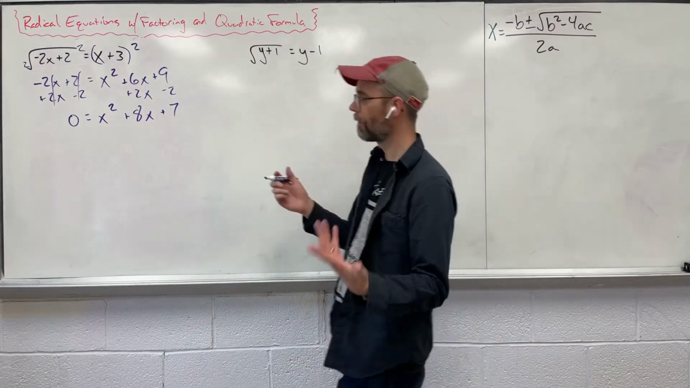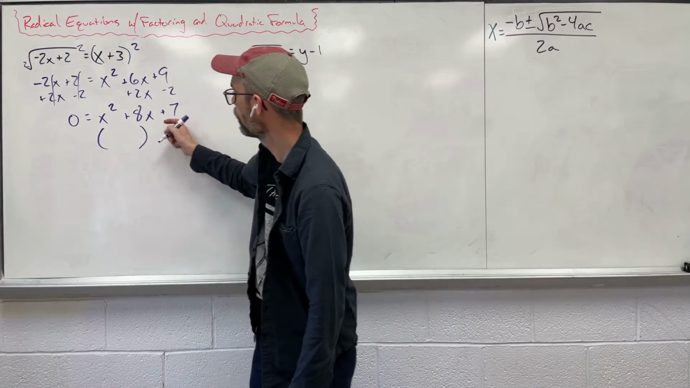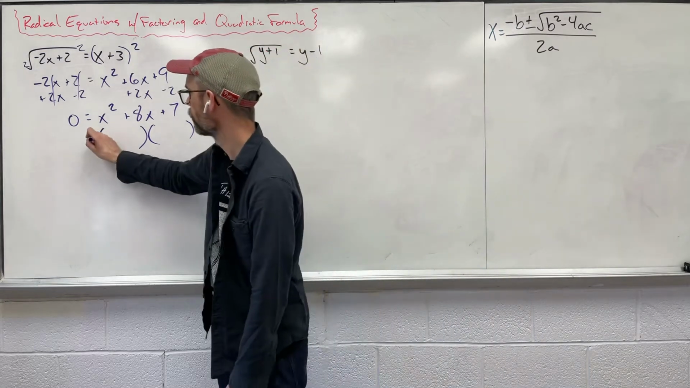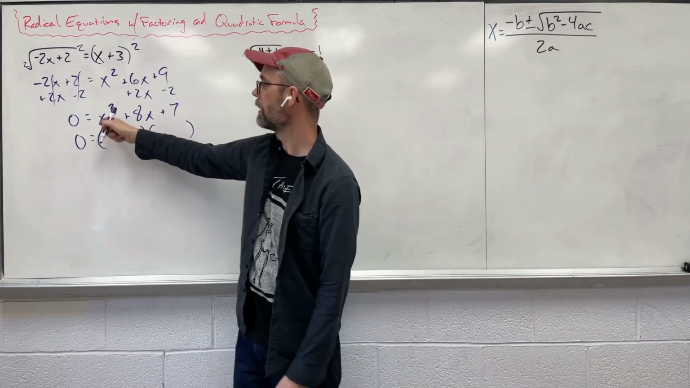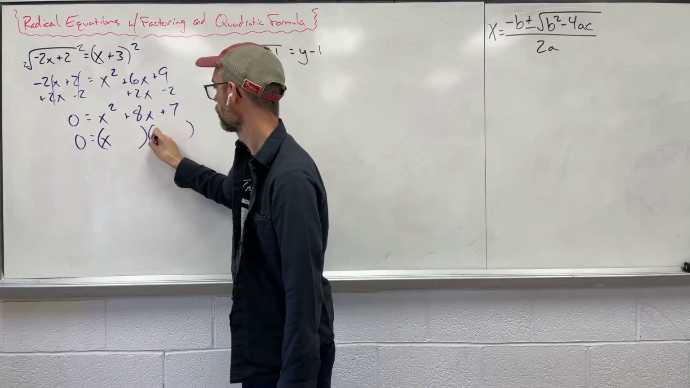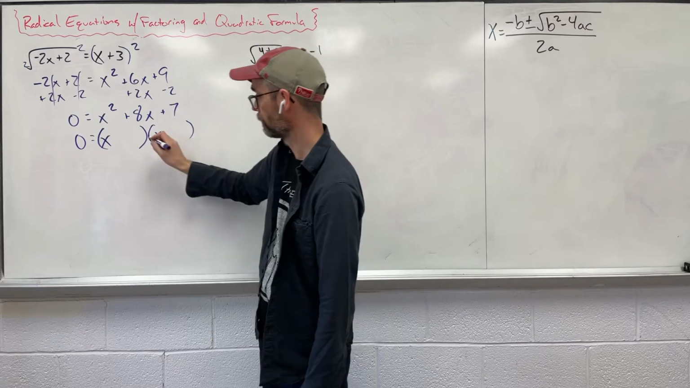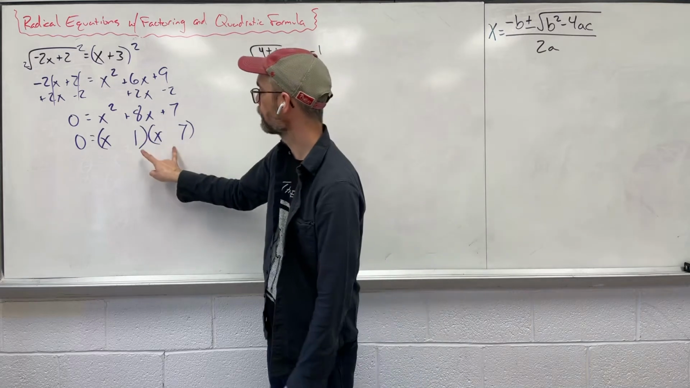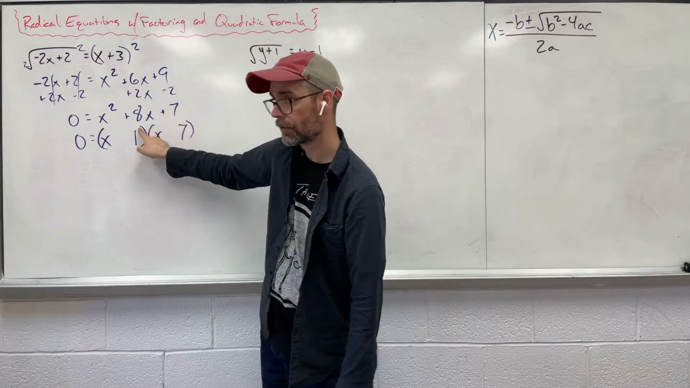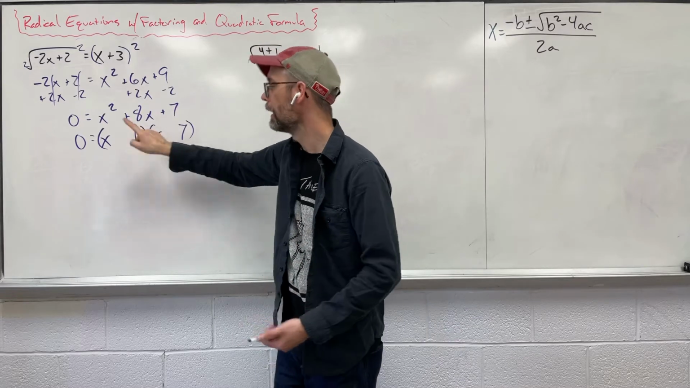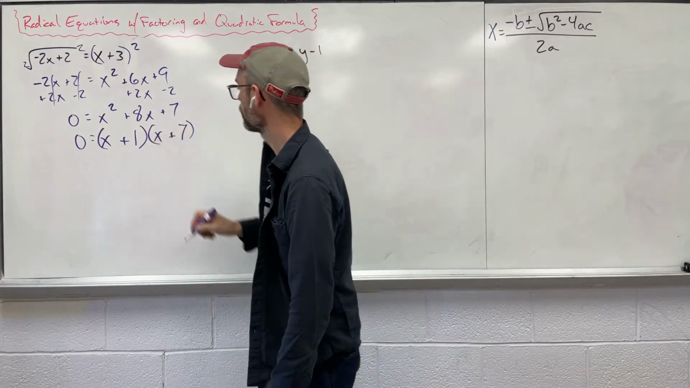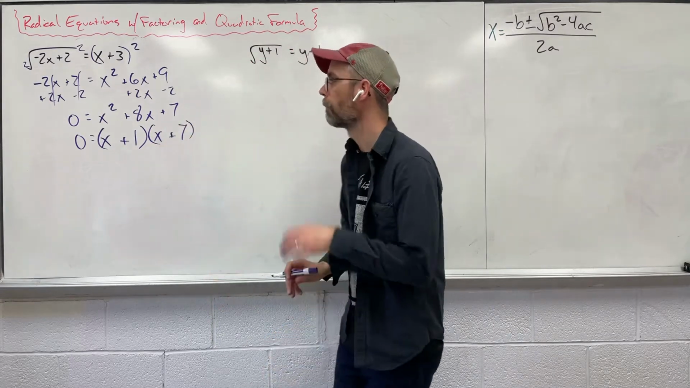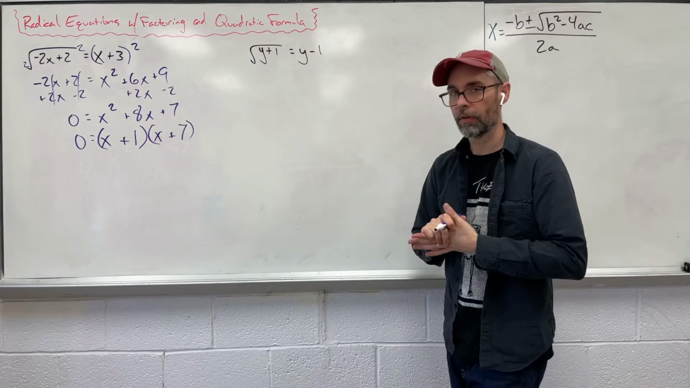From here, now we can factor. I want to break this trinomial up into two binomials, two groups. Those two groups, what times what gives us x squared? Well, x times x. What times what gives us 7? We only have one pair here. It's got to be 1 and 7. Also, what multiplies together to give us 7, but adds to give us 8? Well, plus 1, plus 7. And double check ourselves. Positive times a positive gives us a positive. We're okay.